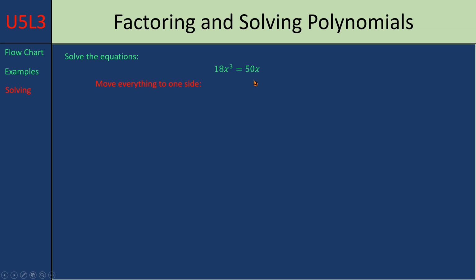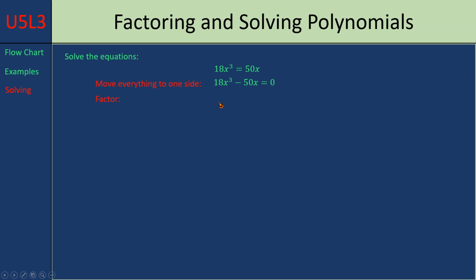Remember, you cannot divide the x by both sides, okay? You can never divide by a variable because it might be 0. And then you divide by 0, it doesn't work. So you can't divide, move everything to one side. So I have 18x cubed minus 50x equal to 0. Then the second step is to factor.